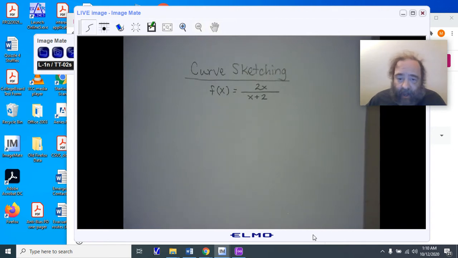This time, we're going to be taking a look at a very basic rational function. You'll notice in this rational function, so you've seen this in your pre-calculus. You might have seen it in your Algebra 2 class. We're going to start with our basics.